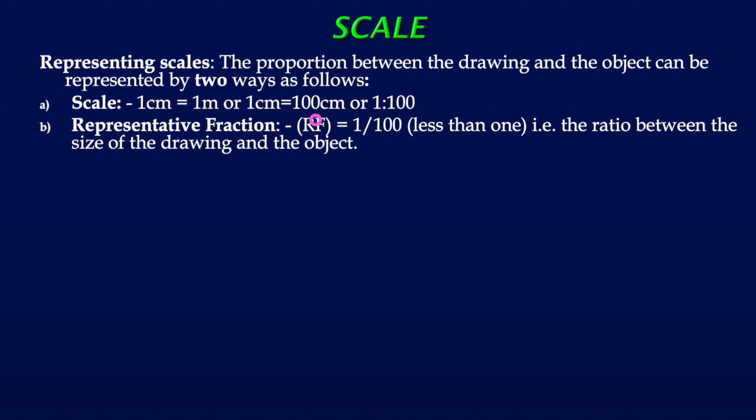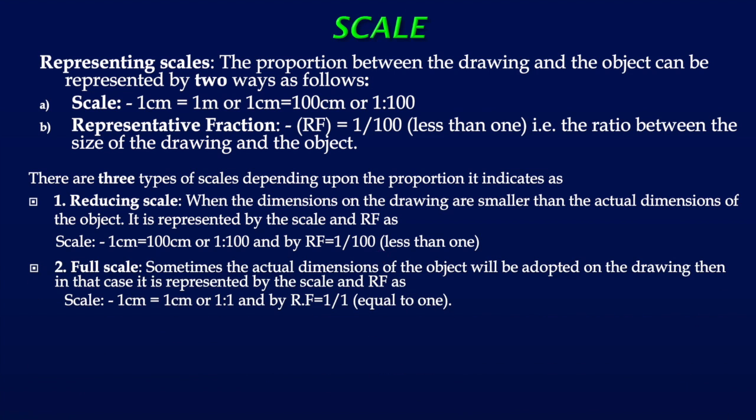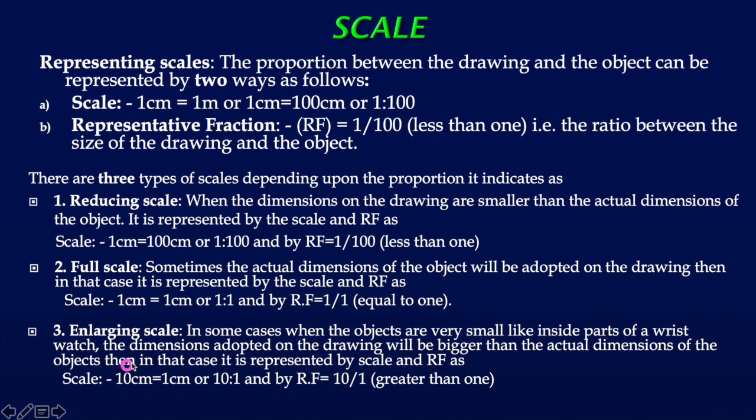Now what's the value of this RF? Based on that, scales are categorized. Like the reducing scale, when the actual size is reduced in the drawing sheet. Say it is 1 is to 100, then it is called the reduced scale. Whereas if the actual length and the length in the drawing sheet are the same, then RF is 1 is to 1 or 1 by 1. It is also denoted as 1 is to 1. It is called the full scale drawing. And the third type is definitely the enlarging scale.